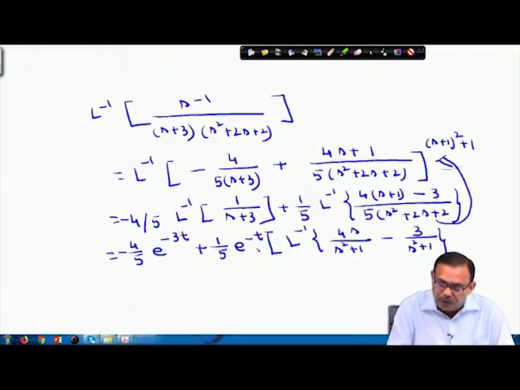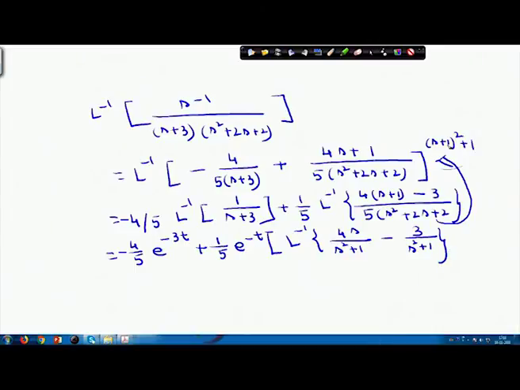Actually, I have written s plus 1 whole squared plus 1. For that reason, e to the power minus t comes in, as s is shifted to s minus a. So e to the power minus t is coming over here, and using this I am breaking it into two parts, 4s by this minus 3 by this, over 5. Now I know the function for the inverse Laplace transform of this: 1 by 5 e to the power minus t into this, which is nothing but s by s squared plus 1. So the corresponding function is cos t, minus 3 into 1 by s squared plus 1, that is sin t.